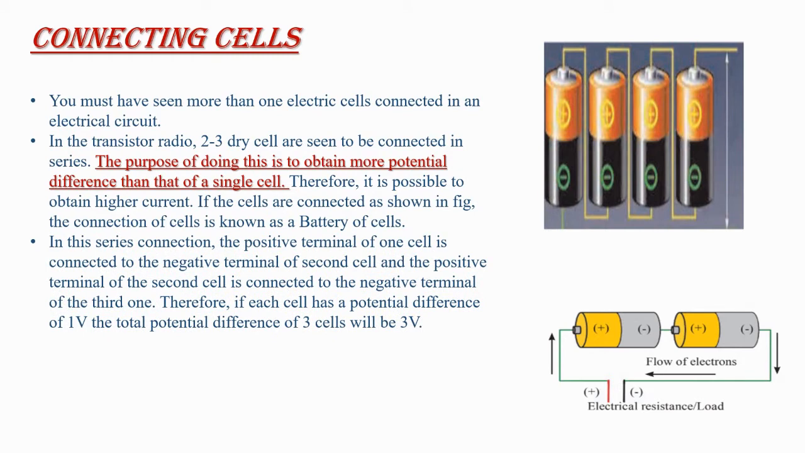In this series connection, the positive terminal of one cell is connected to the negative terminal of the second cell, and the positive terminal of the second cell is connected to the negative terminal of the third one. Therefore, if each cell has a potential difference of 1 volt, the total potential difference of 3 cells will be 3 volt. Let us understand this with the help of an example.